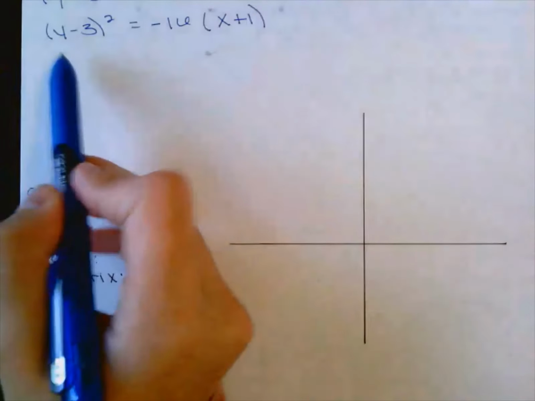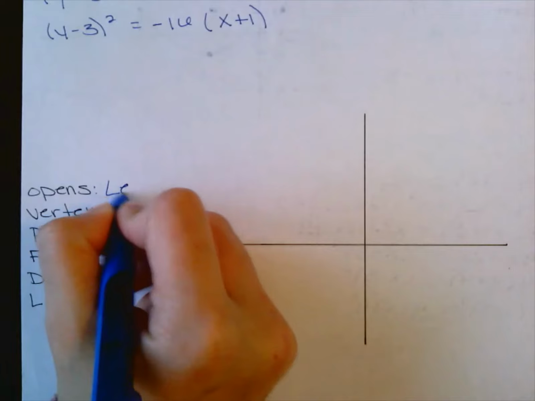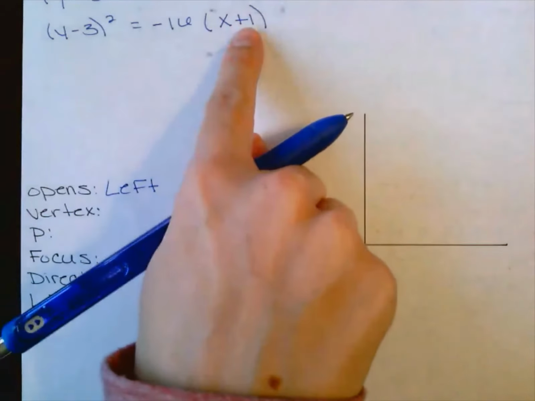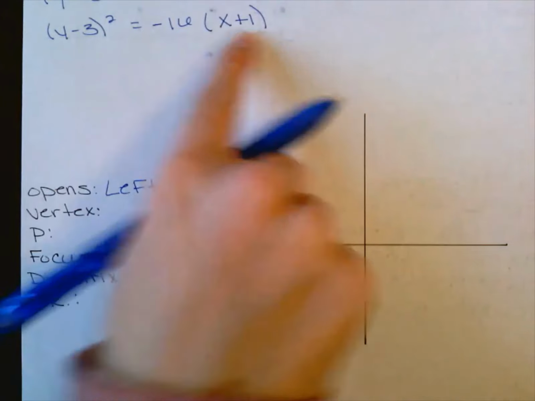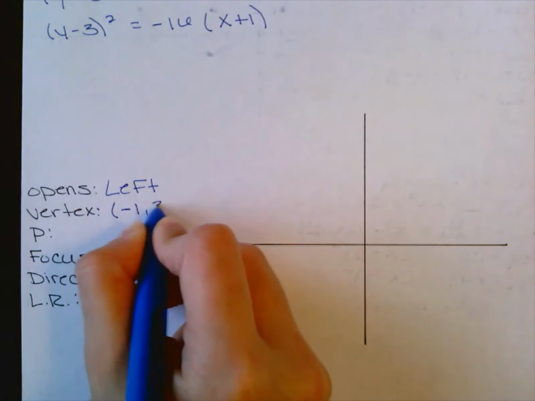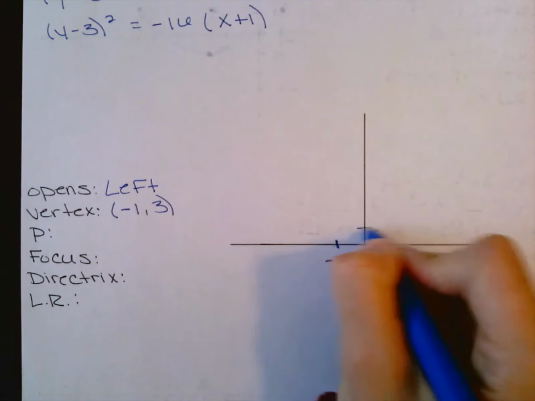I can see that my y is squared and this is a negative, so this is going to open up to the left. My vertex, be careful when it's backwards. It's the number with the x and the y, opposite the sign. So I have -1, 3.